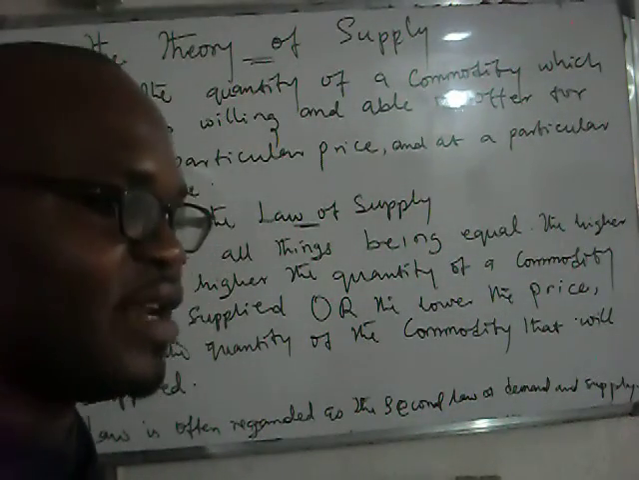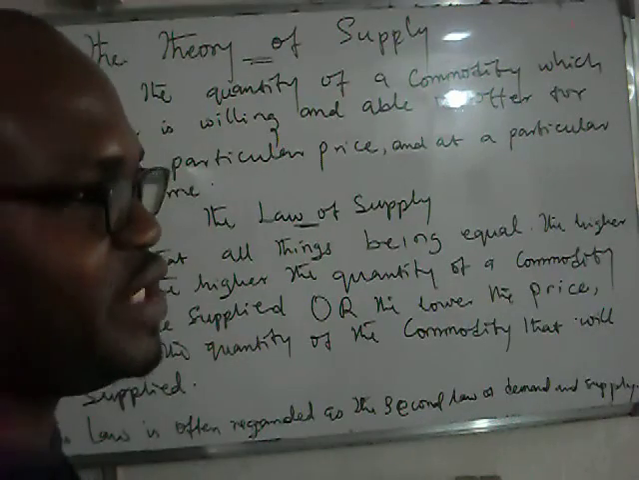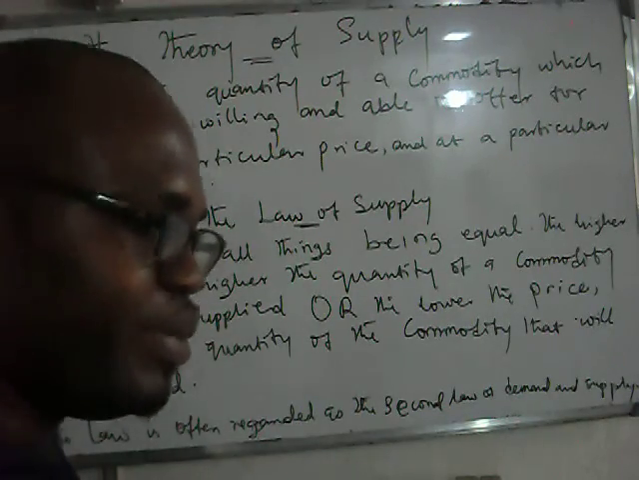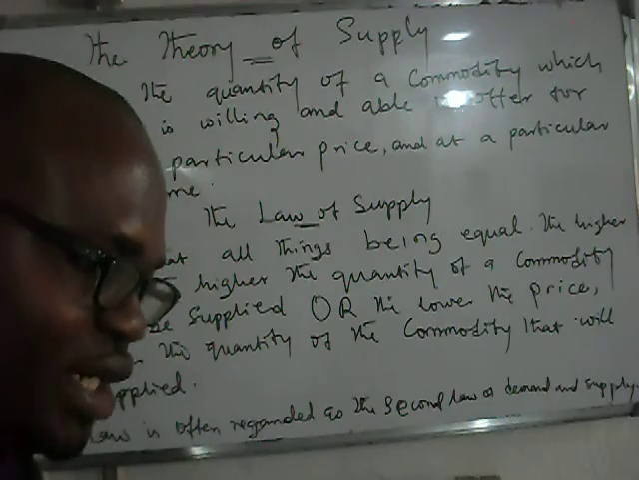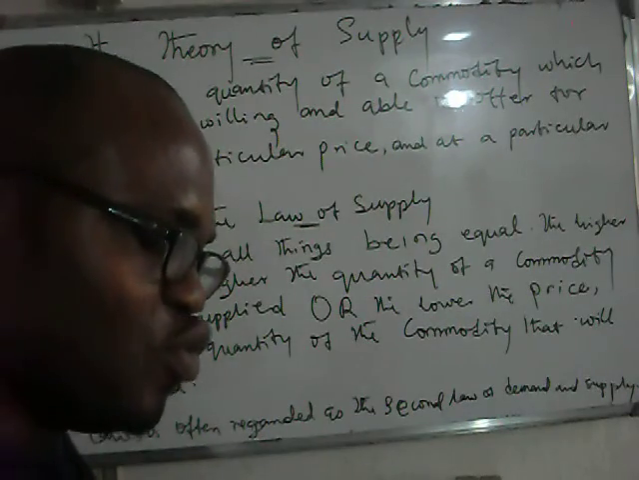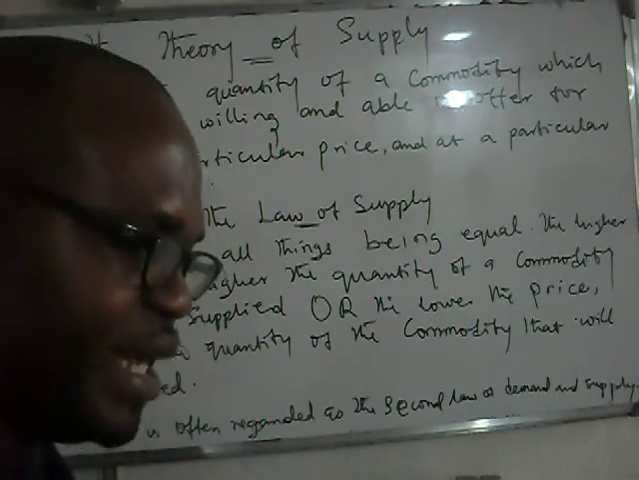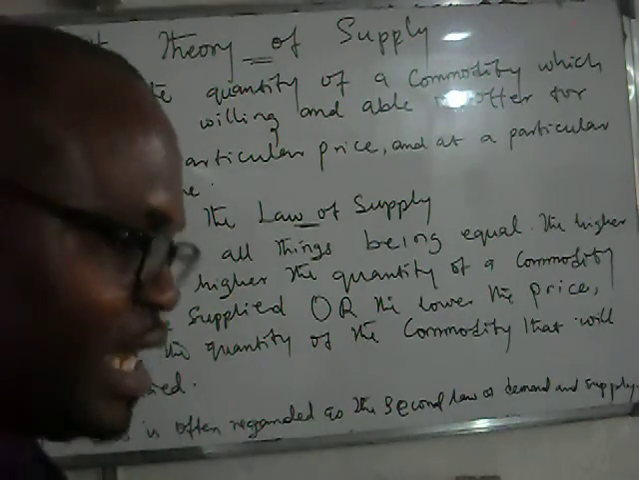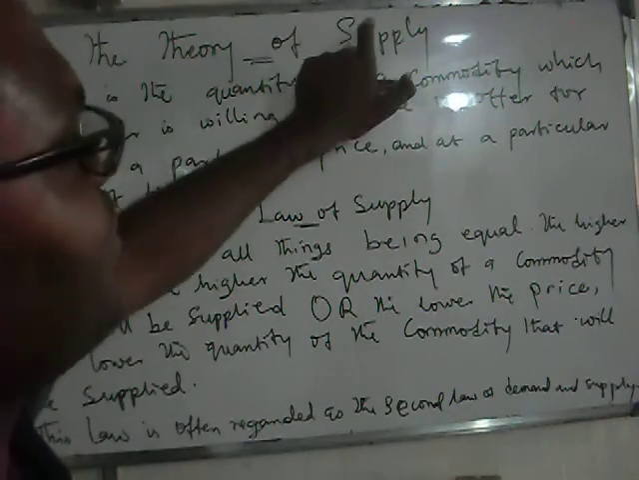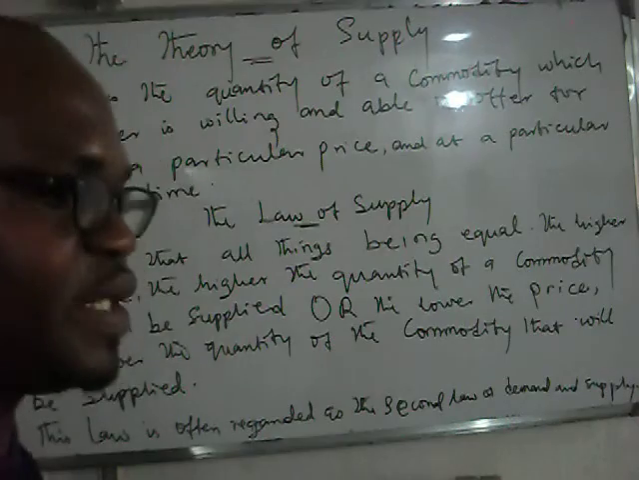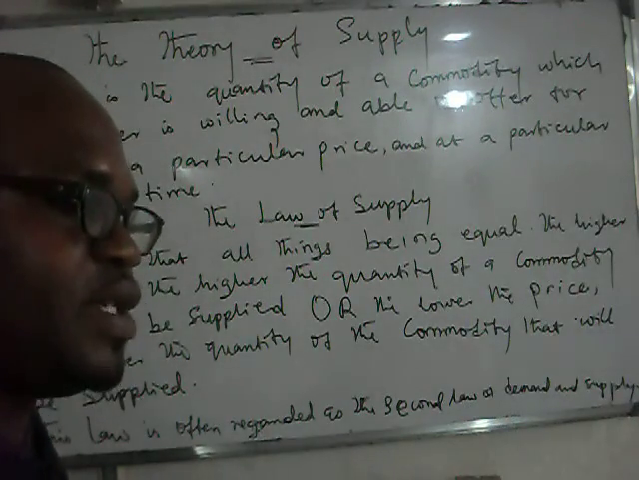Exactly. You cannot say that you have adequate supply of electricity when you don't have electricity for people to buy. You need to have it first, you understand? So that people who are willing to make demand, once they bring their money, you give it to them. That's when you can say that you are able to make adequate supply of electricity.